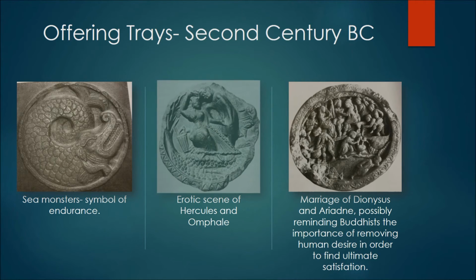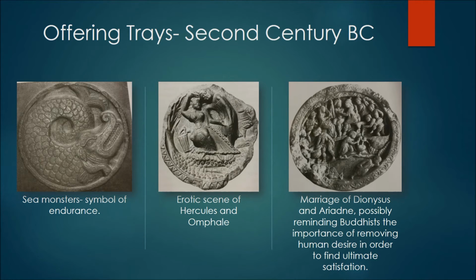Another theme was the legend of Hercules. He was known for his ability to use his strength to achieve immortal status. However, on this tray, Omphale is depicted. She was Hercules' mistress. This erotic scene may not have been fully understood since Buddhism discouraged human desire. However, this shows how Buddhists try to embrace the popular character Hercules.